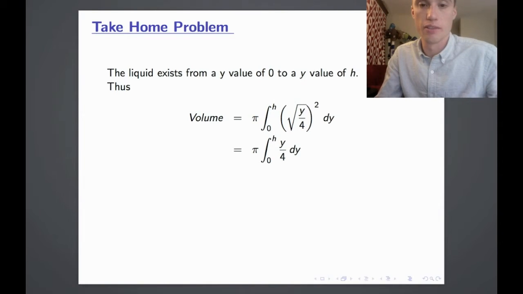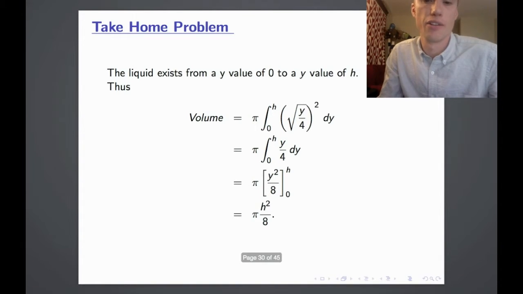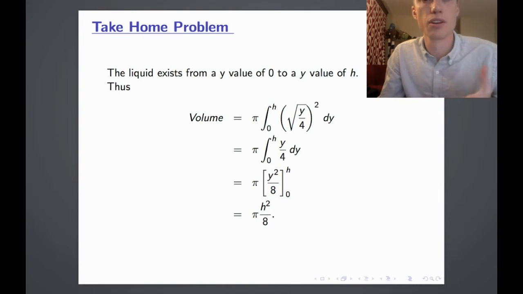And we integrate from 0 to h, we get pi y squared over 8 evaluated from 0 to h, which is h squared over 8 times pi. So that solves the first problem.